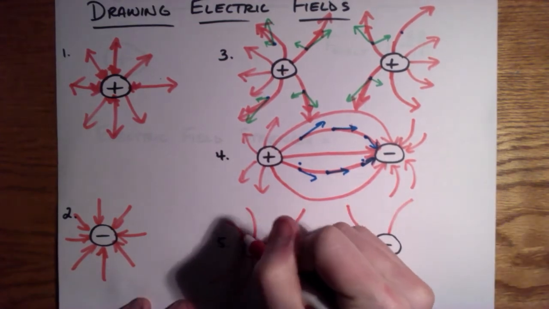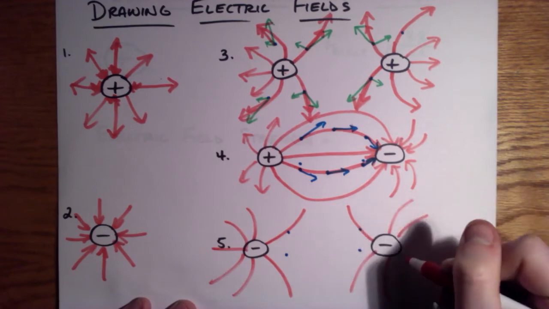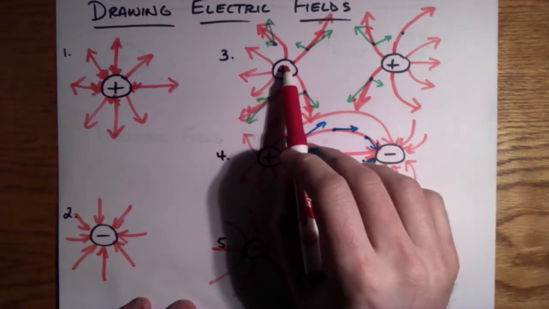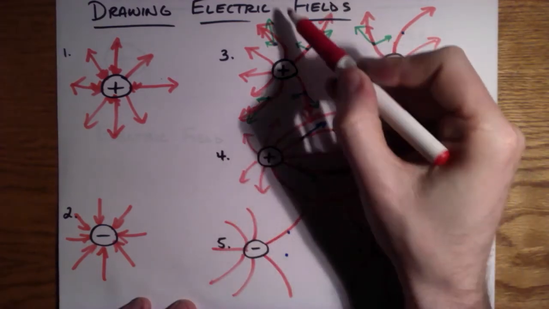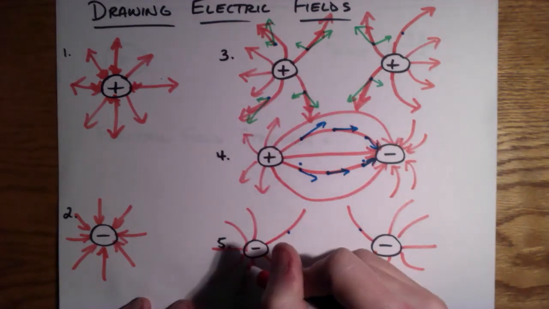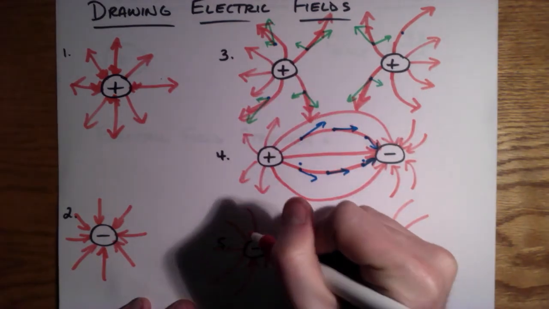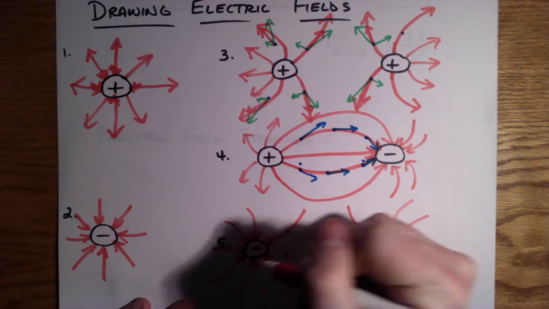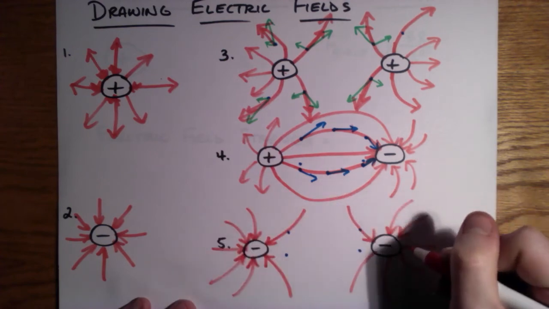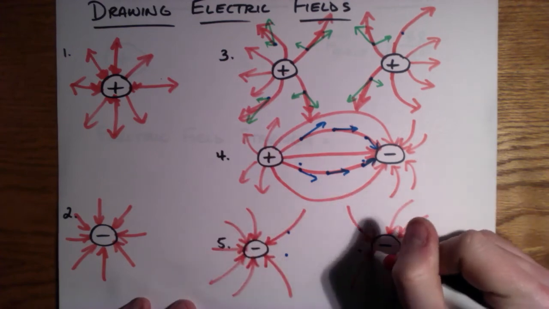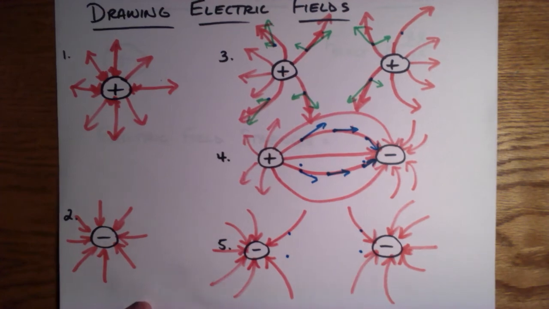There should be one major difference that hopefully you guys are starting to see. These are positive charges, so the field lines must point away. These are negative, so the field lines must point towards. Again, these are just showing the direction and magnitude of the force at any given location.